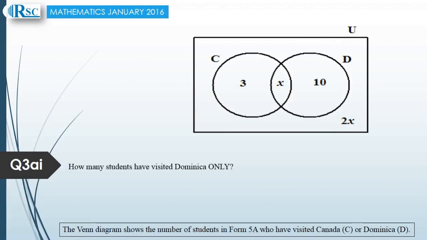Let us look at the set. The Venn diagram shows the students in Form 5A who have visited Canada or Dominica. Now we can see that 3 students visited Canada only, 10 students visited Dominica only, and x students visited both Canada and Dominica. On the outside, we can see that 2x students did not visit either Canada or Dominica. The number of students who visited Dominica only is 10. So the answer to Part 1 is 10.